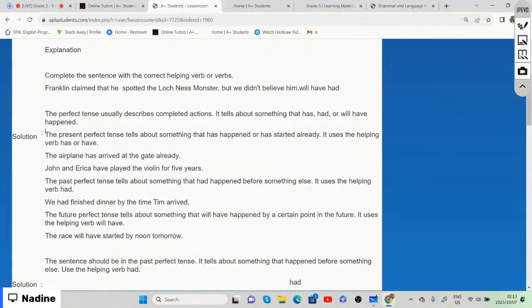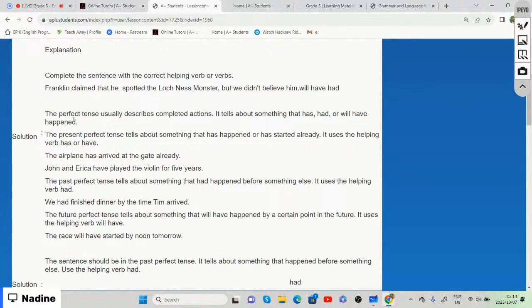So we said that perfect verb tenses, or perfect tenses, usually describe completed actions. So completed actions in the present, in the past, and in the future. And it tells about something that has, had, or will have happened, either in the present, which is now, in the past, or in the future.